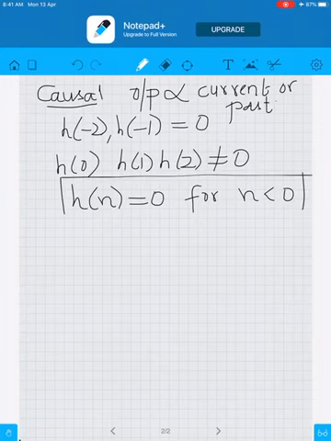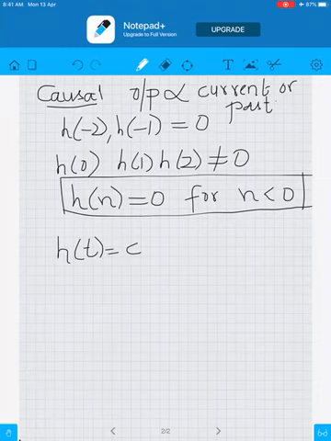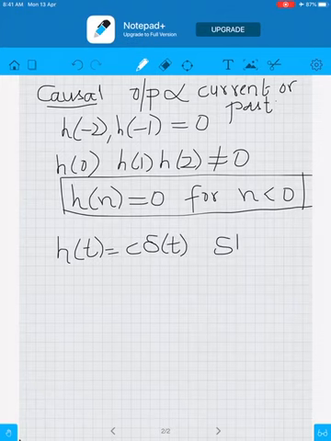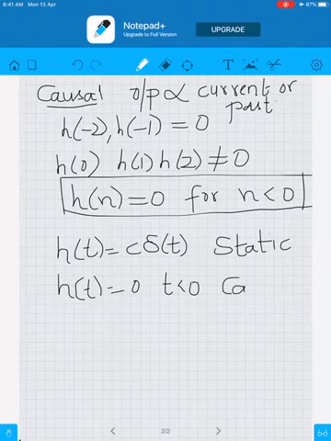Now, the conditions that we have derived for a discrete time system also hold good for a continuous time system. That is, if h of t is of the form c into delta of t, then the continuous time system is said to be static by observing the impulse response. Again, if the impulse response of a continuous time system is equal to 0 for t less than 0, the system is said to be causal.